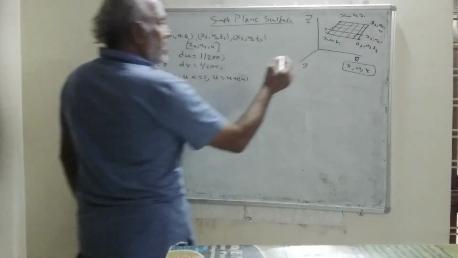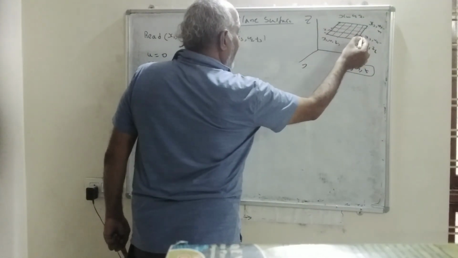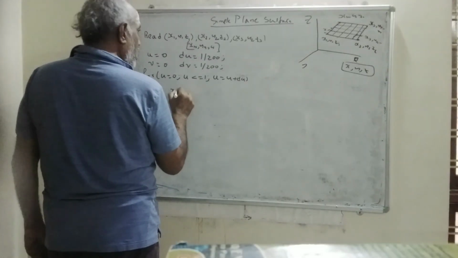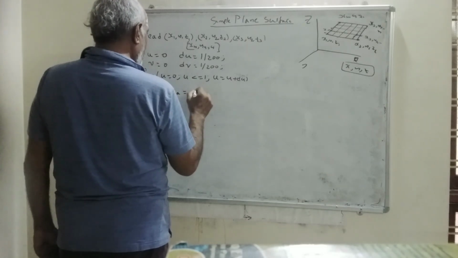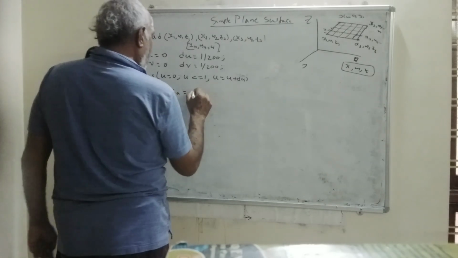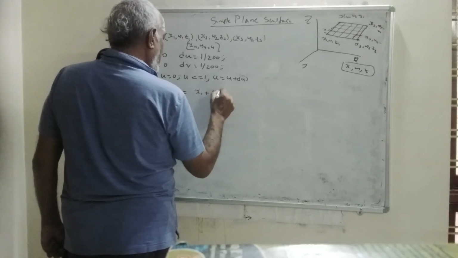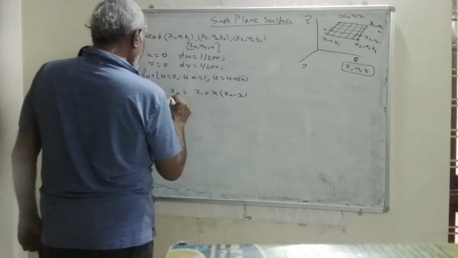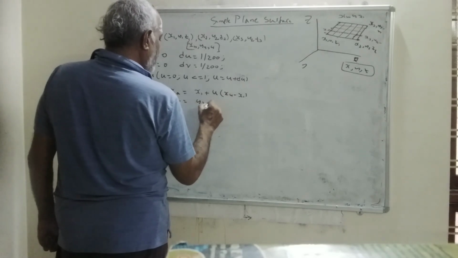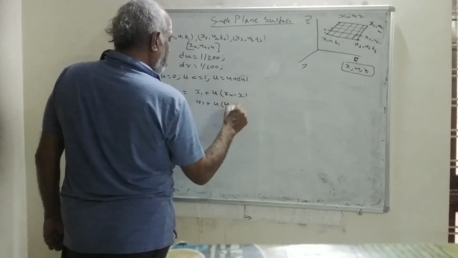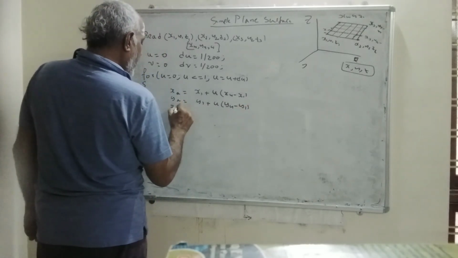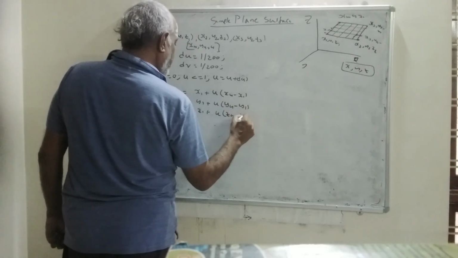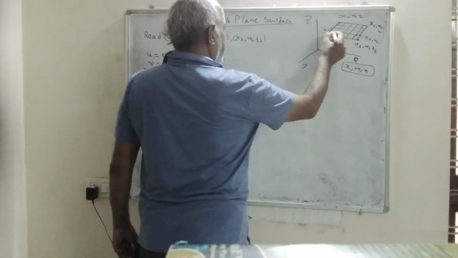Now you have to find xa, ya, za here and xb, yb, zb here. So here, xa is equal to x1 plus u into x4 minus x1. ya is equal to y1 plus u into y4 minus y1. za is equal to z1 plus u into z4 minus z1. So you have got one point over here.